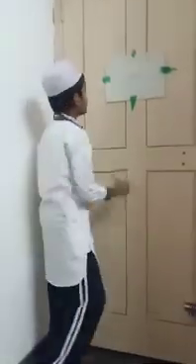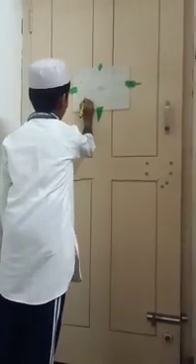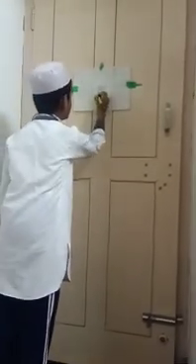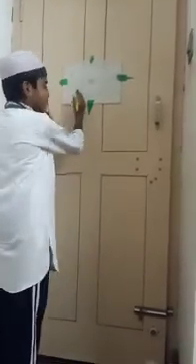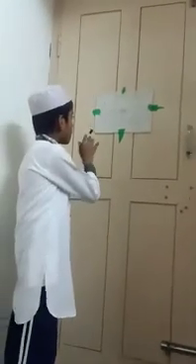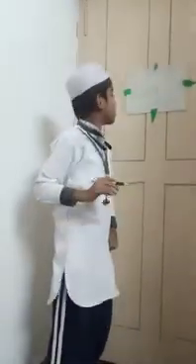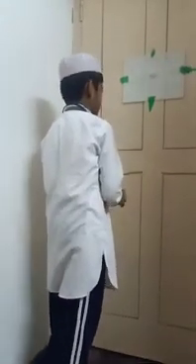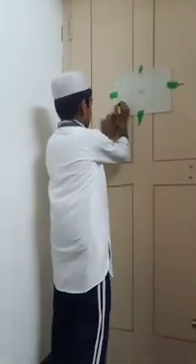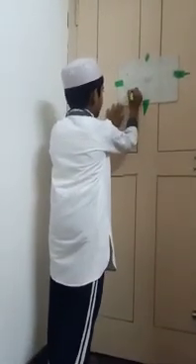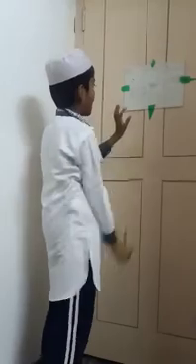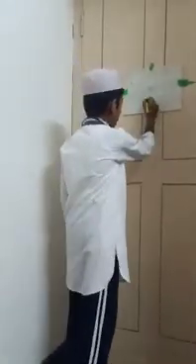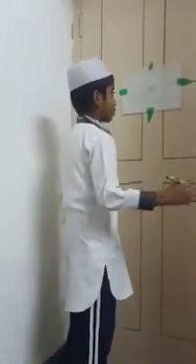Zero additive. And the third question is 17 plus dash is equal to 0. We will find out what 17 plus dash equals 0. Minus 17 is the answer. Answer: 17 plus minus 17 is equal to 0, so minus 17 is the answer. And it is called additive inverse.